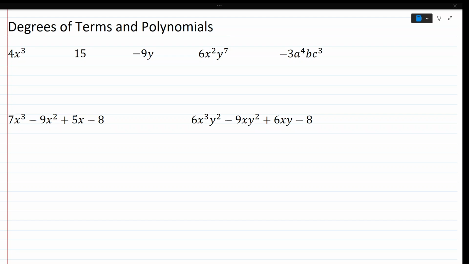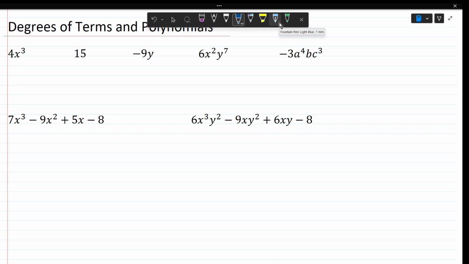In this video, we'll go over finding the degrees of terms and of polynomials. Now, if a term has only one variable, then the degree is just the variable's exponent. But if it has more than one variable, then we add the exponents together.